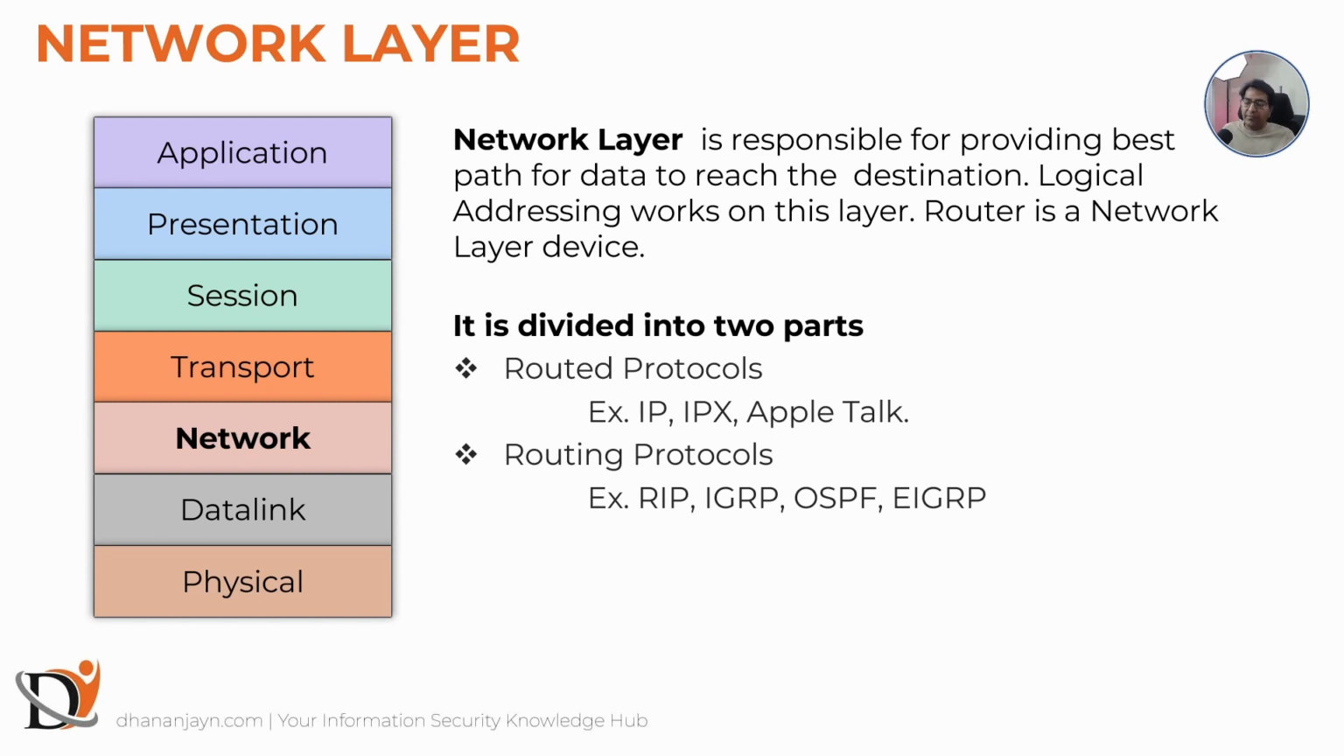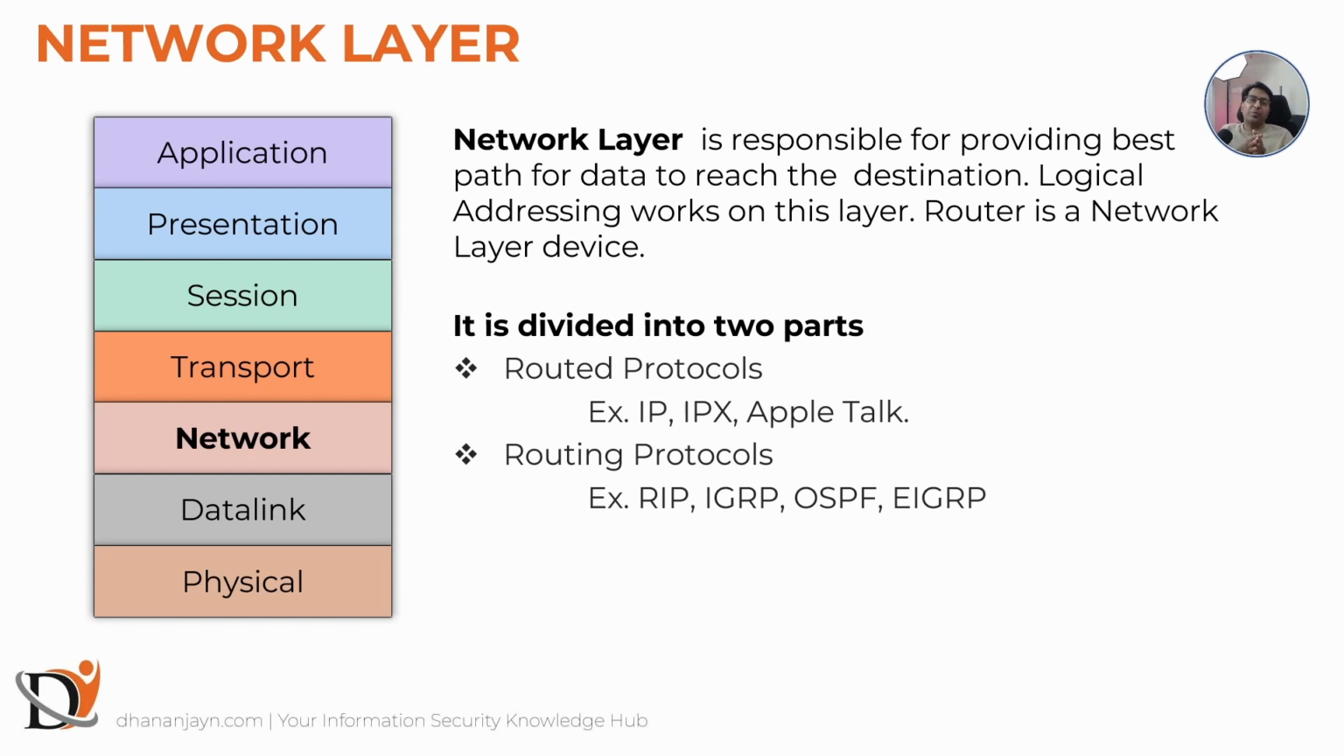So routing, there are two types of routing that happen. So coming to routing, the network layer determines the best path for data packets to travel from the source to the destination, considering factors such as network congestion, distance, and other relevant parameters. So routing protocols, as we see here, are RIP, IGRP, OSPF, and EIGRP. These are some of the protocols that we'll be discussing in my upcoming videos.